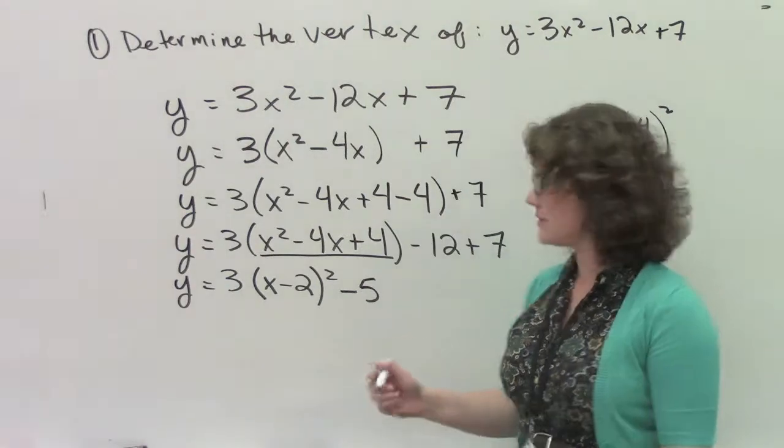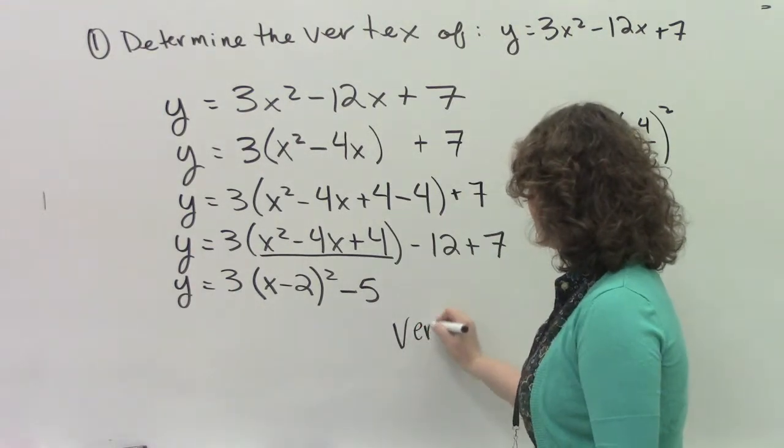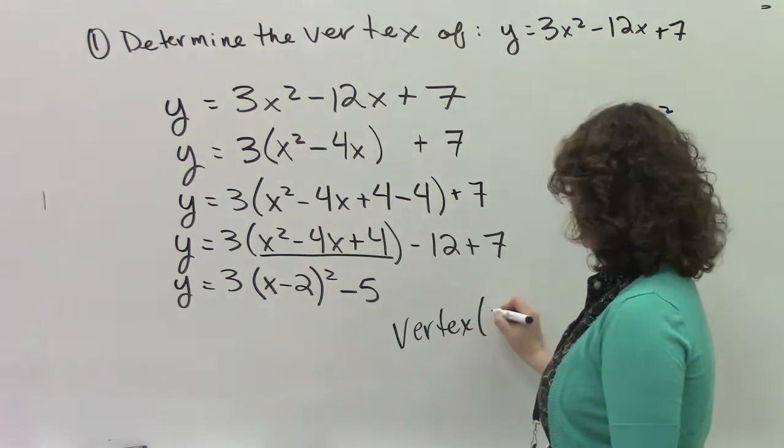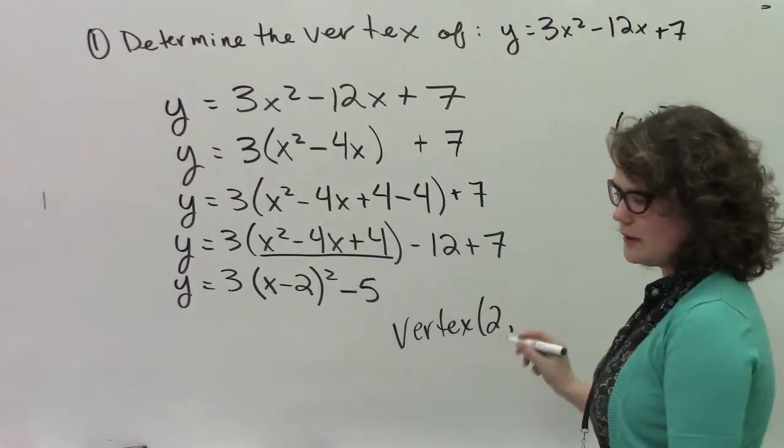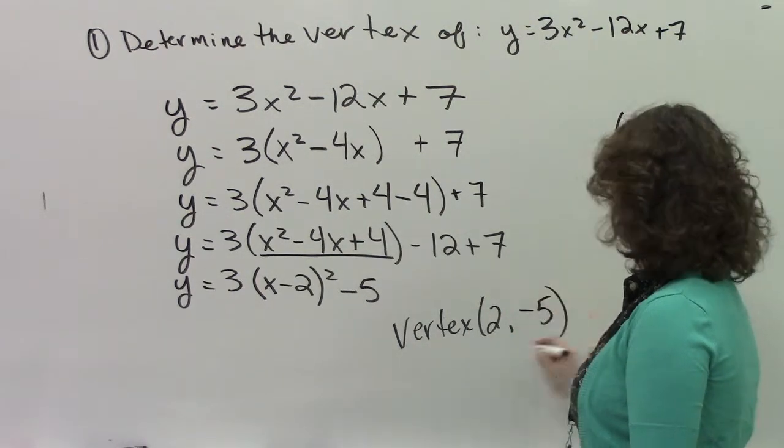What else does it tell us? The vertex is at 2, comma, negative 5. And we're done.